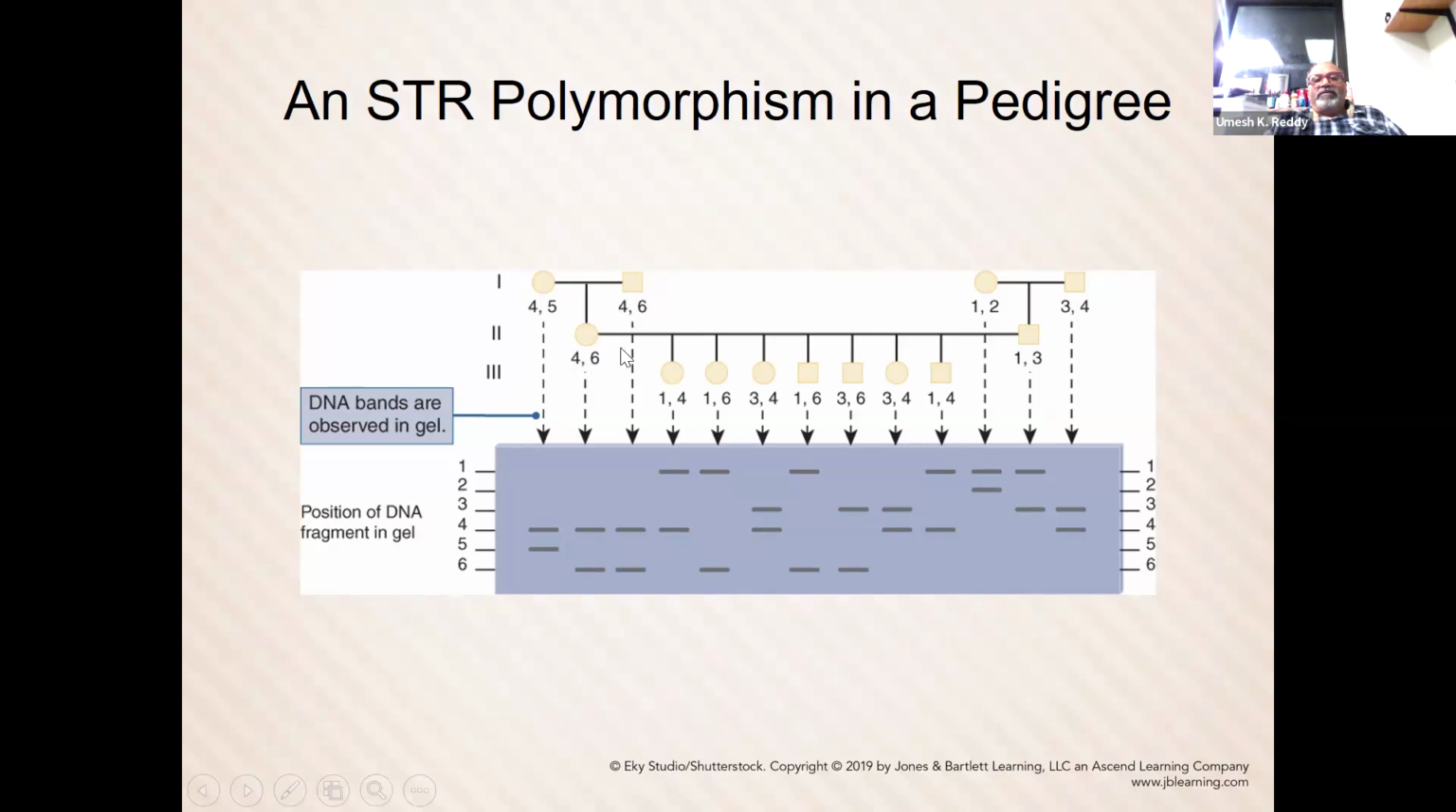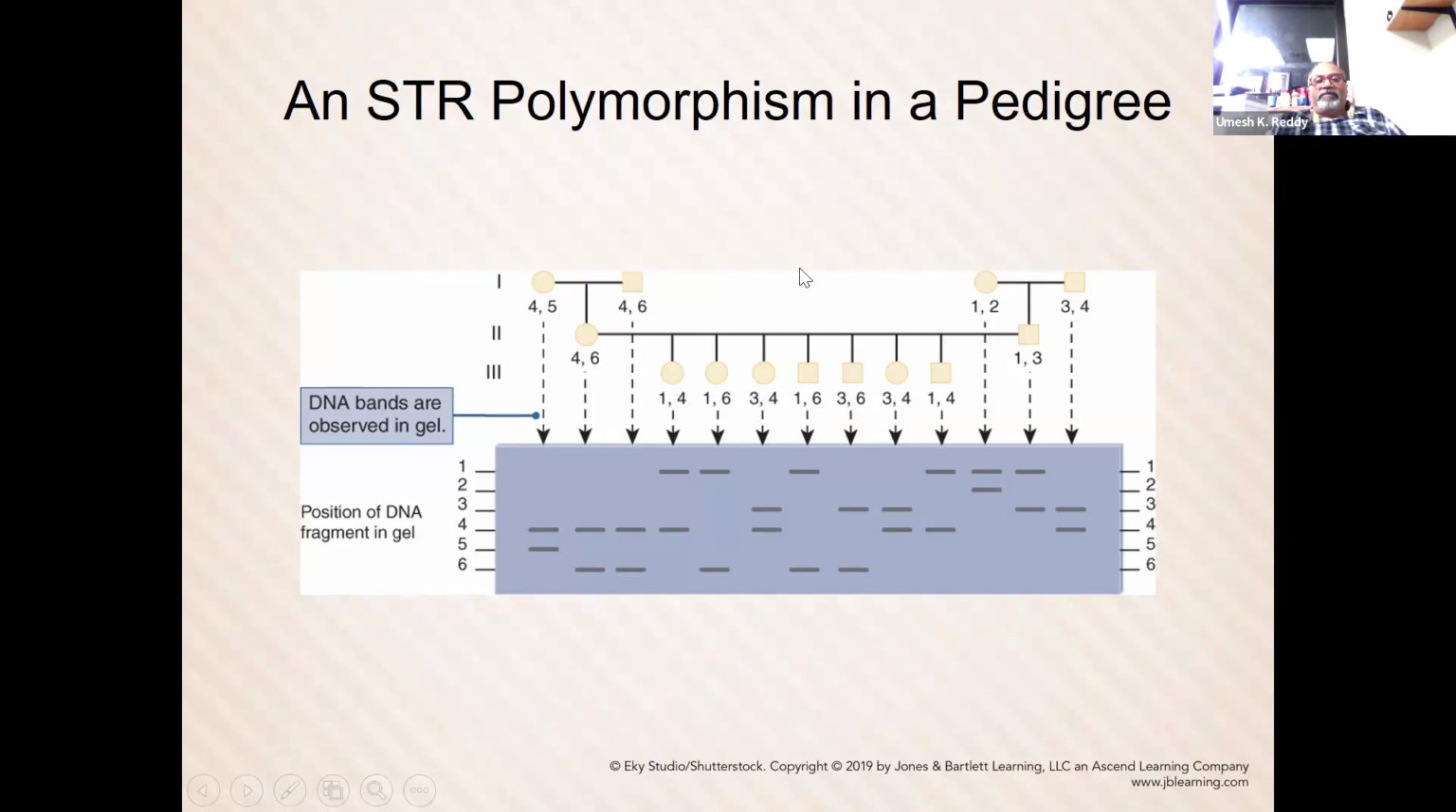So there is another family. Mom has just 1 repeat and on another chromosome 2 repeats, whereas dad has 3 and 4 repeats. So this boy has 1 repeat coming from mom and 3 repeats coming from dad. These two mated to produce all these children. Some are boys, some are girls. But now 1 allele comes from dad, 1 allele comes from mom. So 4 comes from mom, 1 comes from dad. 1 comes from dad, 6 comes from mom. 3 comes from dad and 4 comes from mom.